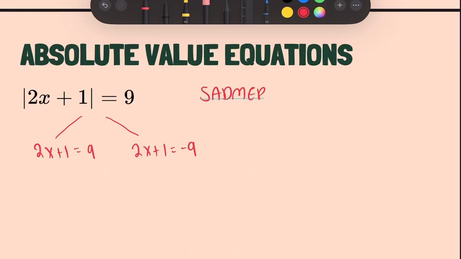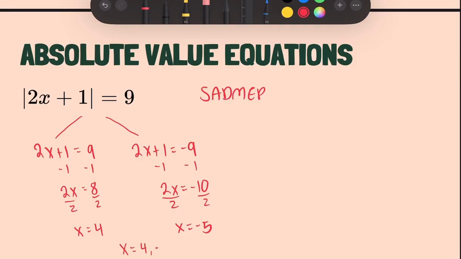2x plus 1 equal to 9. We're first going to subtract 1 on both sides, and I get 2x is equal to 8. Lastly, I'm going to divide by 2 on both sides, and I get x is equal to 4. Here I'm going to do the same thing. I'm going to subtract 1 on both sides, and I get 2x is equal to negative 10. I'm still going to divide by 2 on both sides, and I get x is equal to negative 5. Therefore, my two solutions would be x is equal to 4 and negative 5.